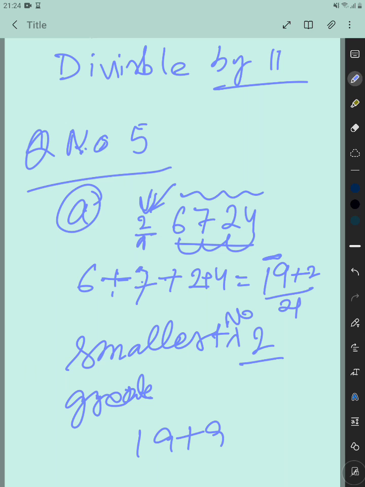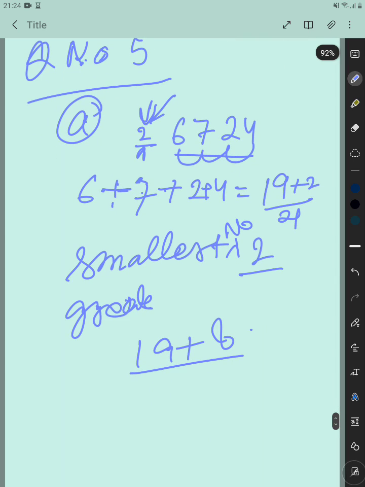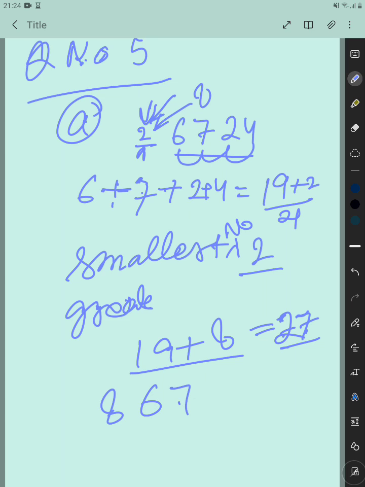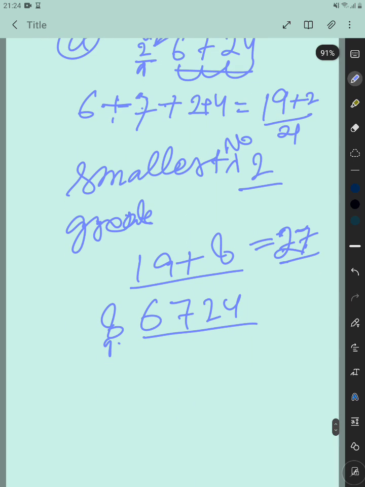So what can we put here? We can put 8, because 19 plus 8 is 27, and 27 is divisible by 3. So the complete number will be divisible by 3 if we put 8 here. If the number is like 6, 7, 2, 4, then this number will be divisible by 3. So the greatest digit will be 8.